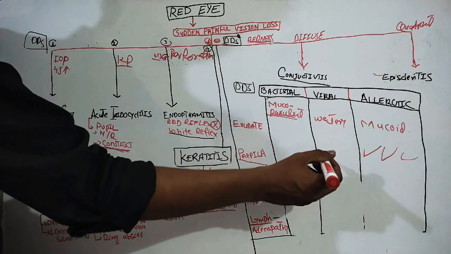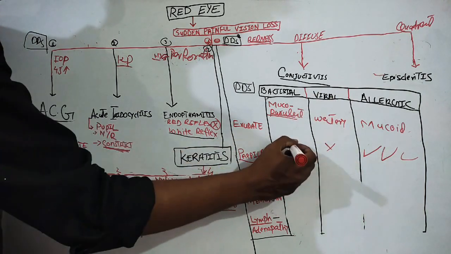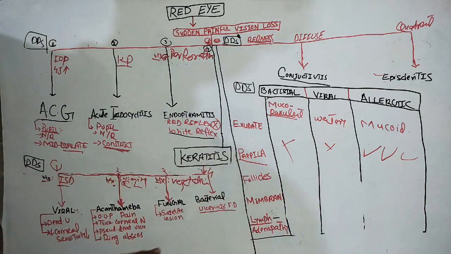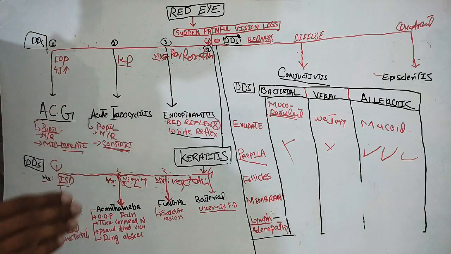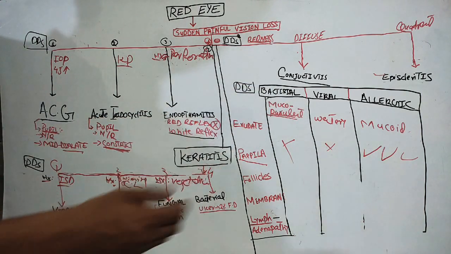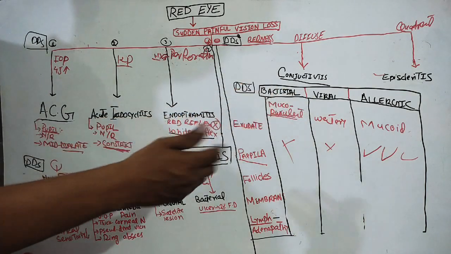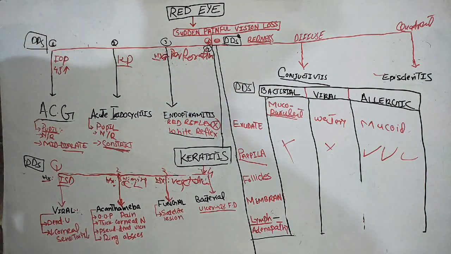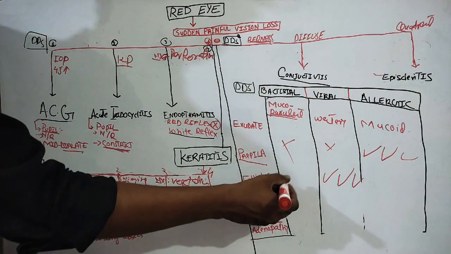Then for viral conjunctivitis, you will not see the papilla, and not in the bacterial either. Next will be the follicle. Follicles are actually tiny elevations present on the conjunctiva due to lymphocyte proliferation. So the lymphocytes come to attack the causative agent, that is virus. Against the virus we have the lymphocyte as a defense mechanism. So lymphocytes are more prominent in viral conjunctivitis.